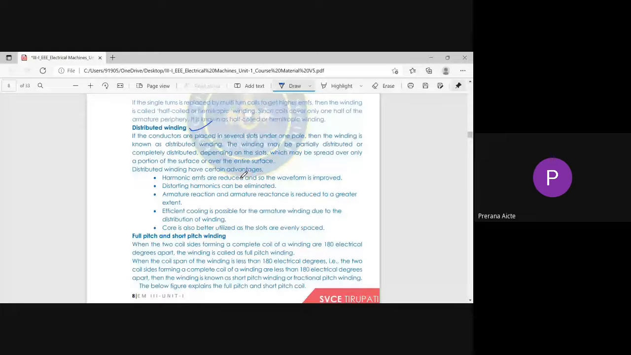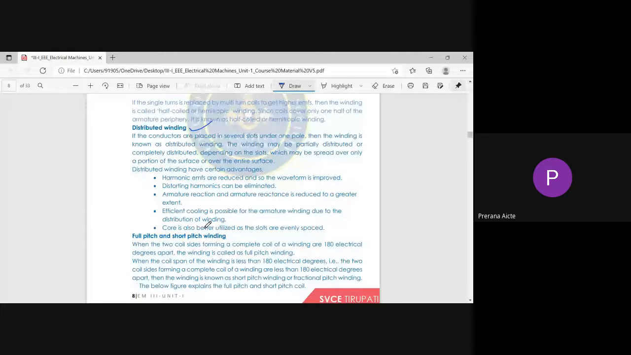So coming to armature winding. The armature windings are classified into two types mainly: concentrated winding and distributed winding, and also short pitched winding and full pitched winding. Generally in a synchronous generator, harmonics are reduced with a distributed winding. Similarly, the winding may be full pitched winding or short pitched winding.